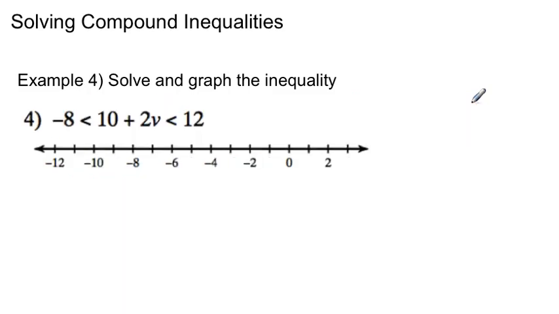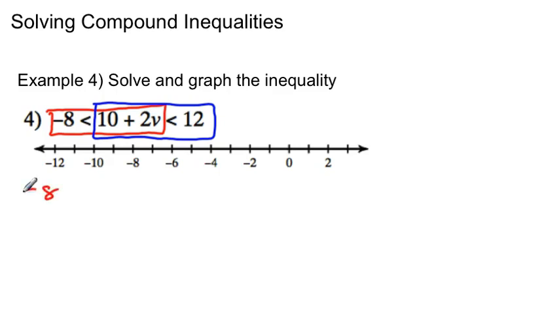Let's look at another example. I'll again divide this up using red ink for the first part and blue ink for our second part of the inequality. And now I just take each individual part and solve it as if it were all by itself.